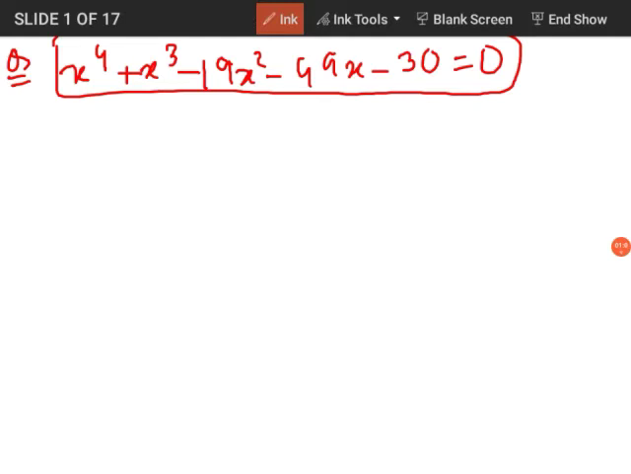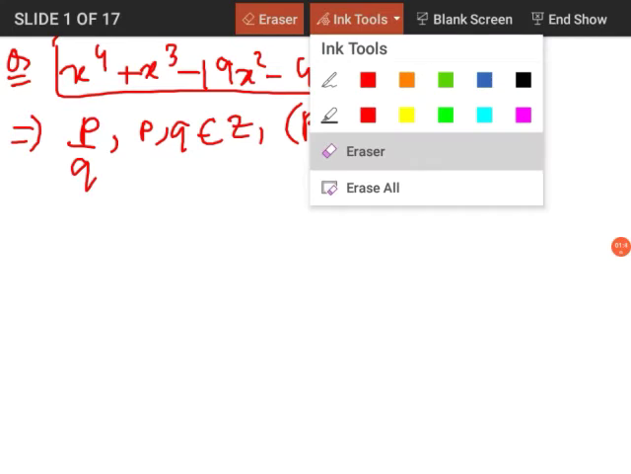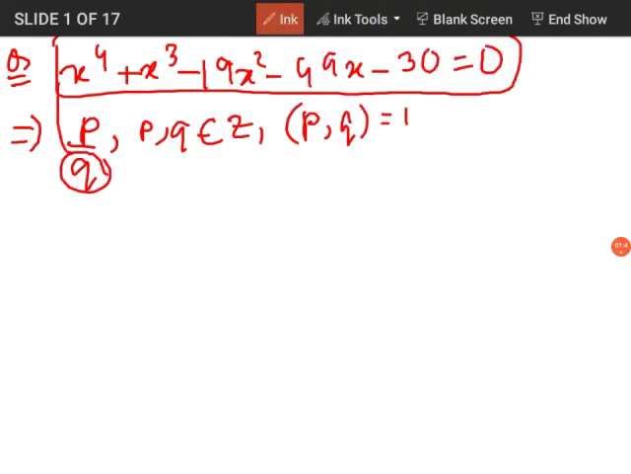Done. Now let's begin with my solution. This is a very simple question. It has been told that the roots are rational, so let us assume that the roots are in this form, p upon q, where p and q belong to the integers and their HCF is 1, correct? So what was the theorem? That q will divide a_n and p will divide a_0, the constant of the polynomial.